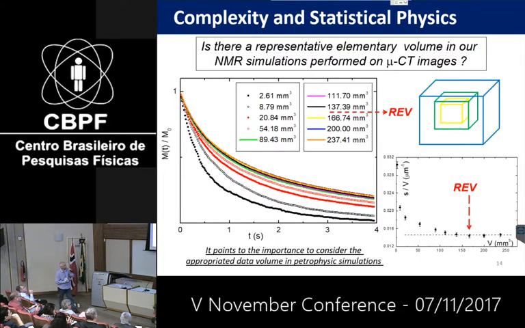Another example, you have here the same relaxation, but now looking at how the data population can modify our results. These are different simulations here for different volumes of data analyzed. Here, for example, this is a small volume. You are increasing the volume going in this direction. And what is interesting is the representative elementary volume, above which the simulated data can represent the whole system.